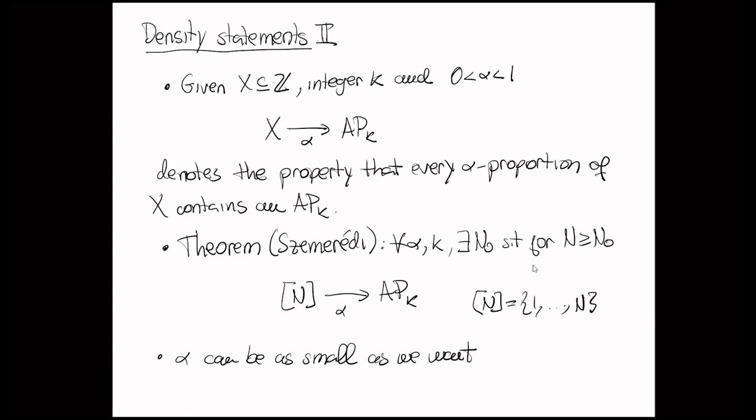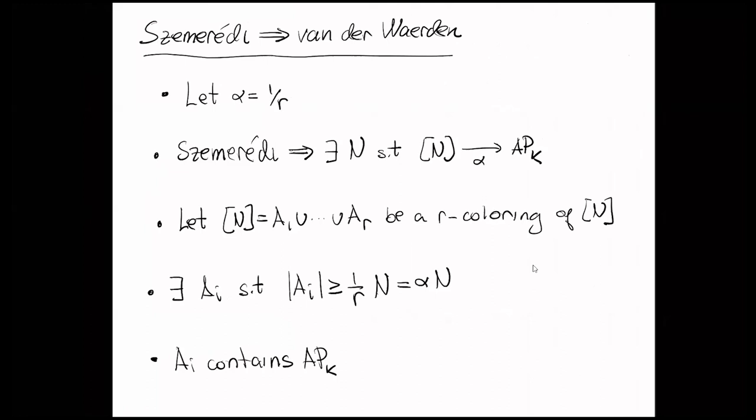But the funny thing here is that, different from the other result, where we couldn't take alpha better than half because we had a counterexample, here we can take alpha as small as we want. We really can take alpha as 0.0000001, and there will be a large n that works. This gives us an interesting remark: Szemerédi's theorem actually proves van der Waerden's theorem. So if you know Szemerédi, you can prove van der Waerden.